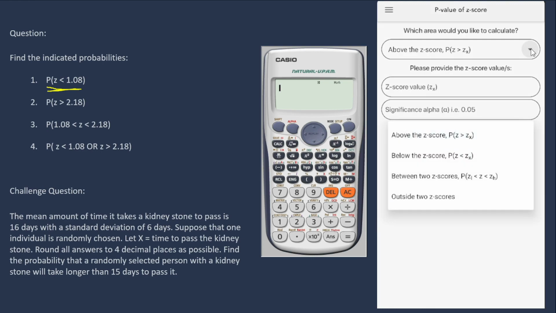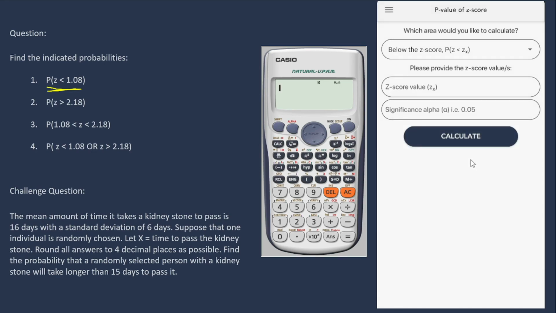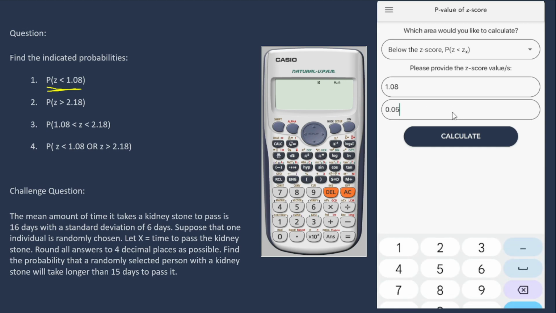So we click this drop-down menu over here, and then since we are tasked to provide the probability of z less than, so we will select below the z-score. So we can see here that the symbol z is less than the given z-score value, which is z of x. So we select this one, and then we input the value of our z-score, which is 1.08. And then for the significance level alpha, you might be wondering, there is no given value. So we'll just input 0.05.